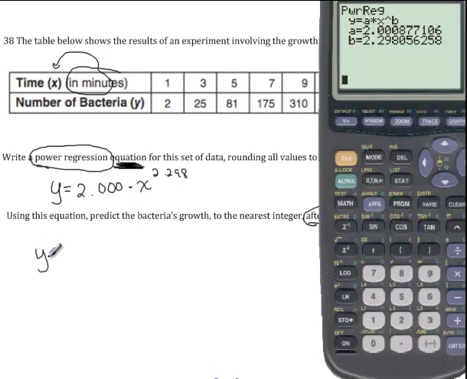So y equals 2.00 times x. Whoops, we're not going to use x, right? We're going to use 15. That's what they told me to put in for x. And then we're going to raise that to the 2.298. Now it's all calculator work.